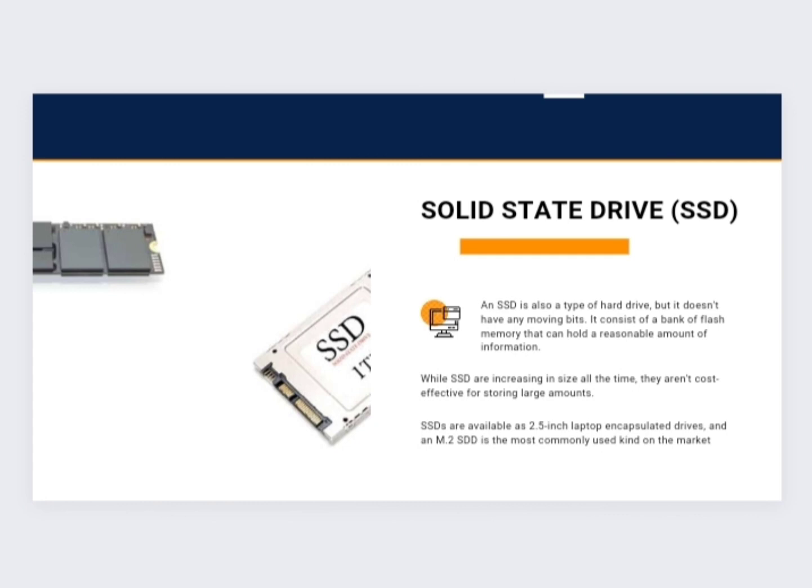Solid state drive or SSD. An SSD is also a type of hard drive, but it doesn't have any moving parts. It consists of a bank of flash memory that can hold a reasonable amount of information. While SSDs are increasing in size all the time, they aren't cost effective for storing large amounts. SSDs are available as 2.5-inch laptop encapsulated drives, and M.2 SSD is the most commonly used kind on the market.